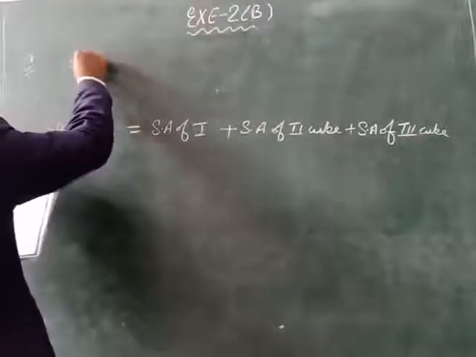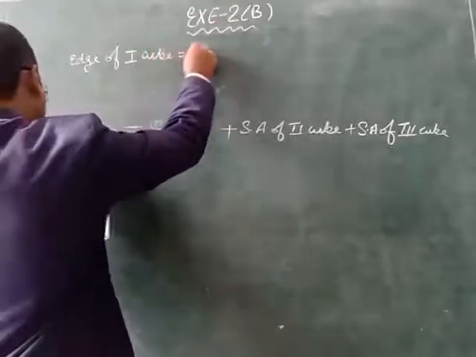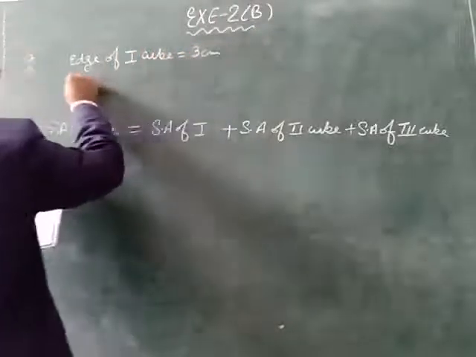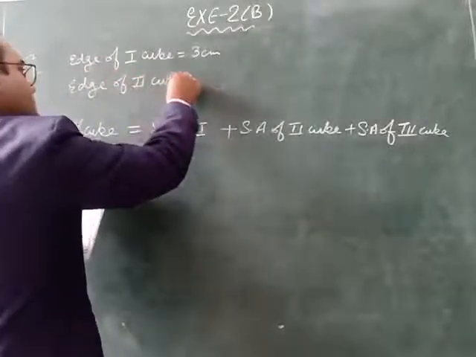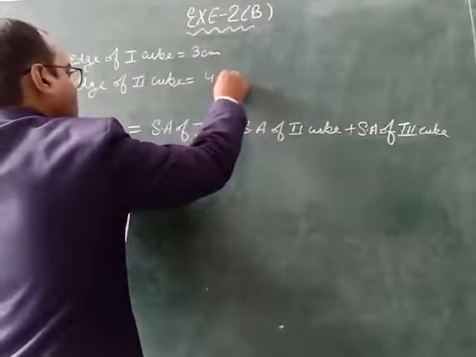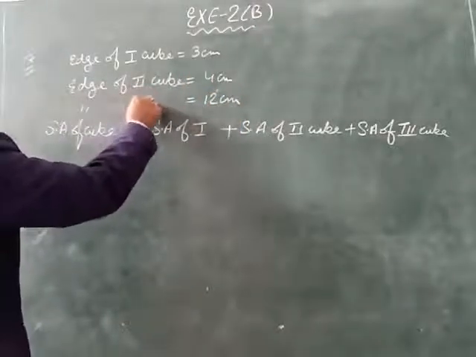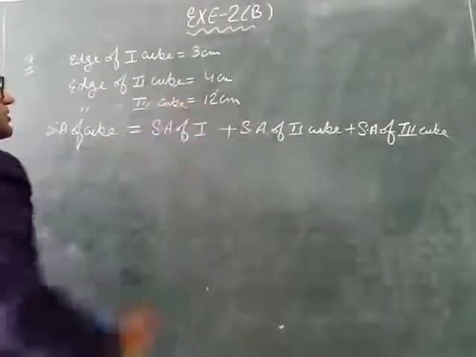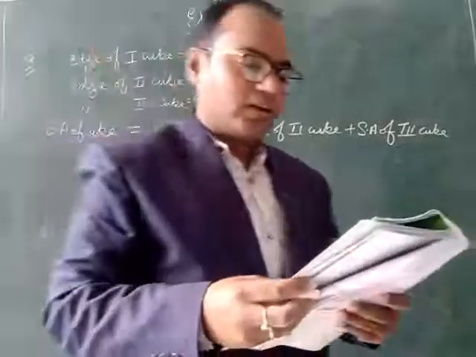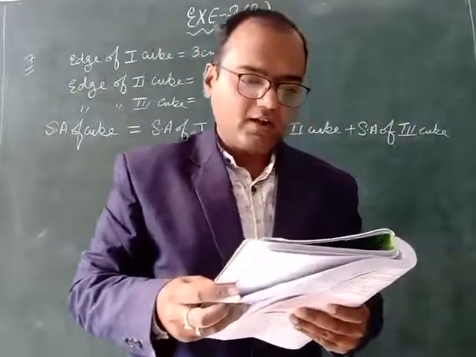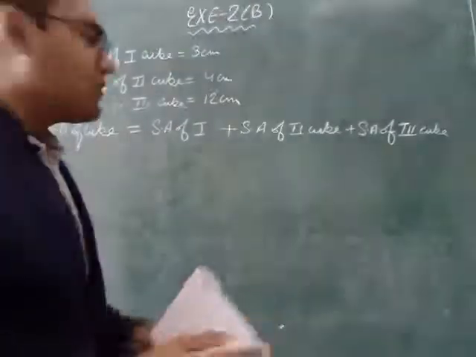Edge of the first cube is 3 centimeter. Edge of the second cube is 4 centimeter and edge of the third cube is 12 centimeter. So this much is given in the question, and in the question he is asking us to find the edge of the first cube. We have to find the edge of this cube.